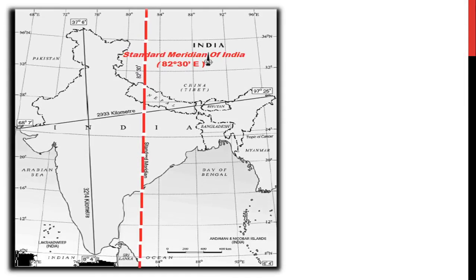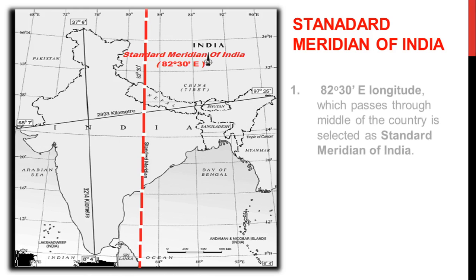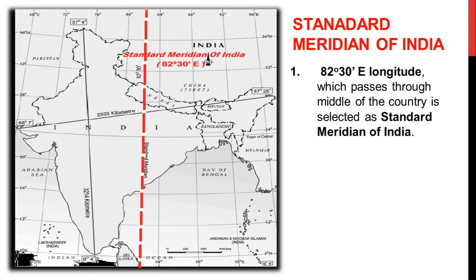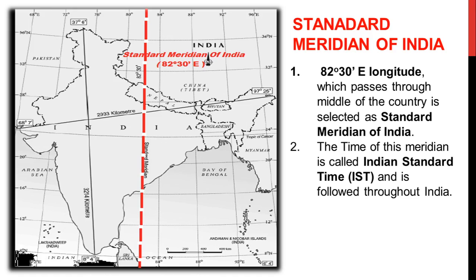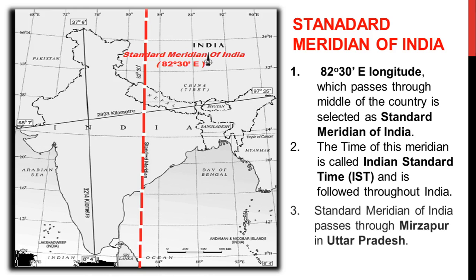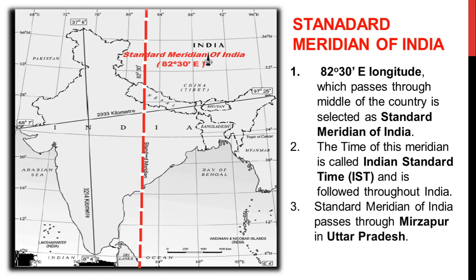Look at the map. The standard meridian of India, 82.5 degrees east, which passes through the middle of the country, is selected as the standard meridian of India. The time of this meridian is called Indian Standard Time, IST, and is followed throughout India. The standard meridian of India passes through Mirzapur in Uttar Pradesh.